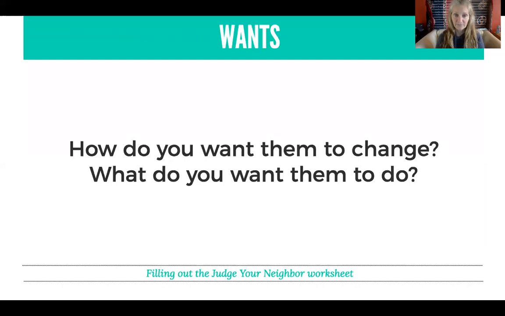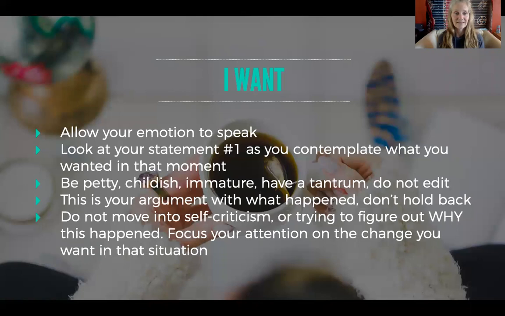Number 2, how do you want them to change? What do you want that person to do? What do you want that object, that thing, that condition, what do you want it to do? As you consider what you really want, allow your emotion to speak. You can be as petty, childish, immature, ridiculous as you actually hear your mind already is. Don't edit yourself. What did you want in that moment?